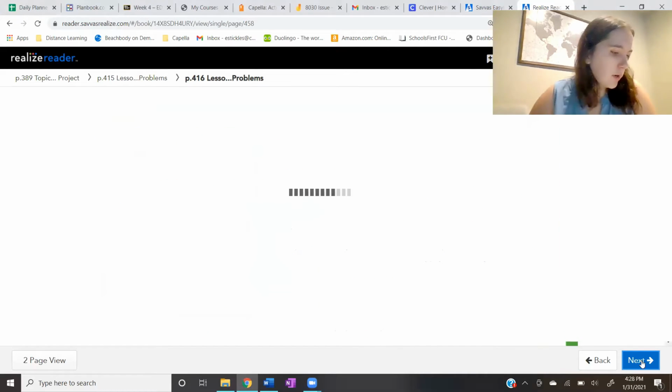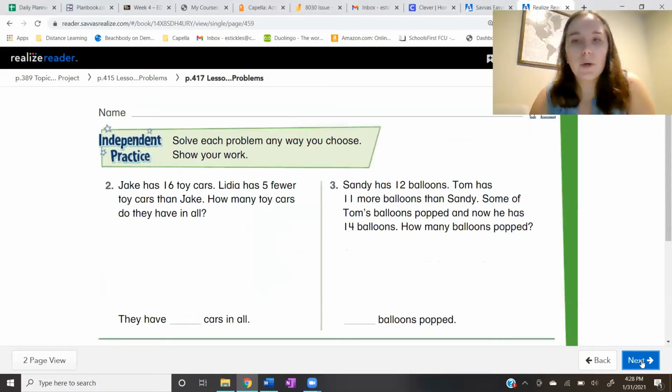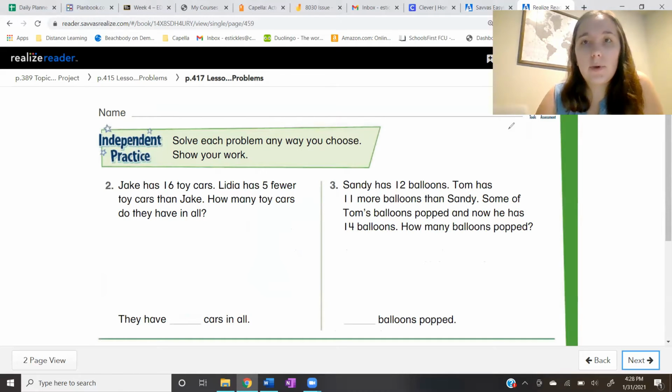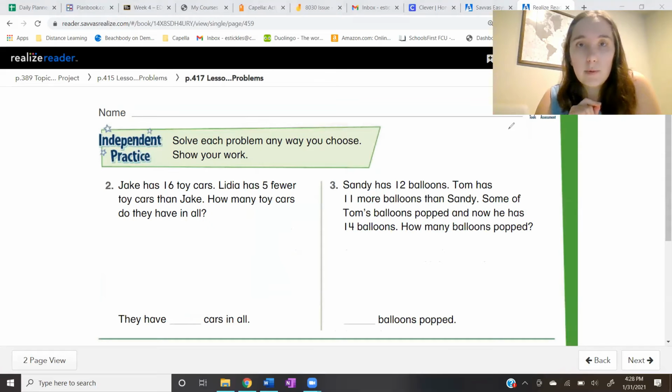Now we're going to be on page 417, and we're going to do number 2 together first. So make sure you are on page 417, you have your pencil, and you're ready to do these problems with me. Remember, you're supposed to be doing this with me, okay? So it says, solve each problem any way you choose. Show your work. Very important.